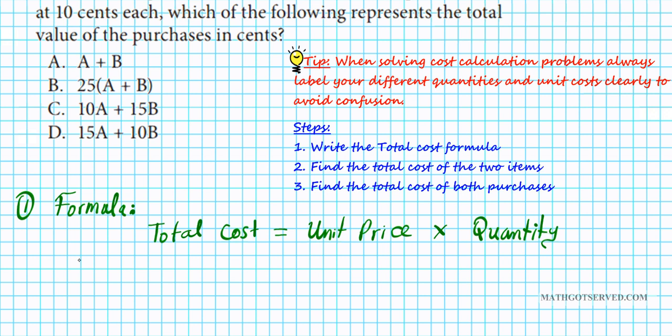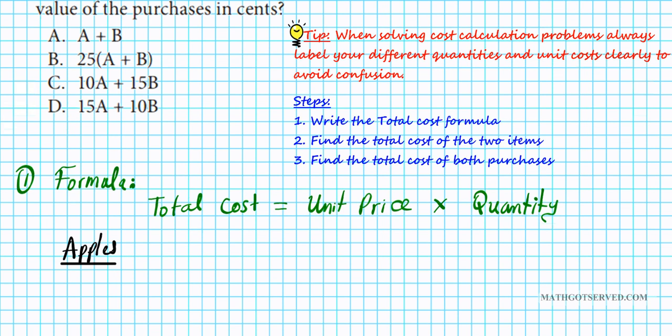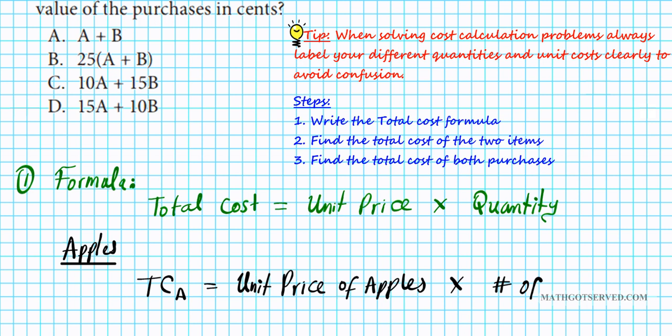So let's start with apples. We want to try not to confuse our items here so we don't make mistakes. What is the total cost of apples? So let's write down the formula, apply this formula to this situation right here. So I'm going to write it in an abbreviated fashion. Total cost of apples, let's call it TCFA, is equal to the unit price of apples multiplied by what? The quantity or the number of apples. The same thing, okay? Number of apples you purchased.